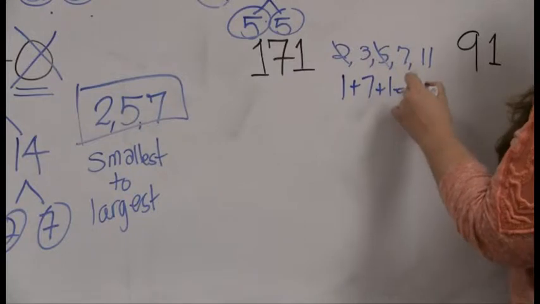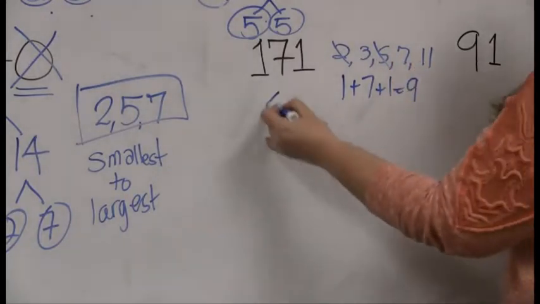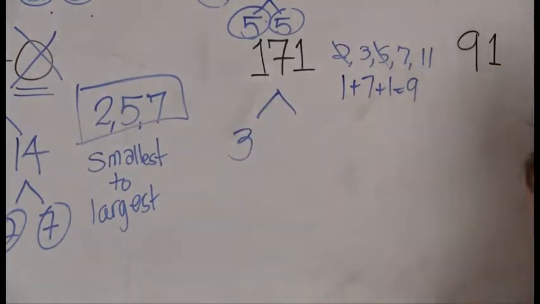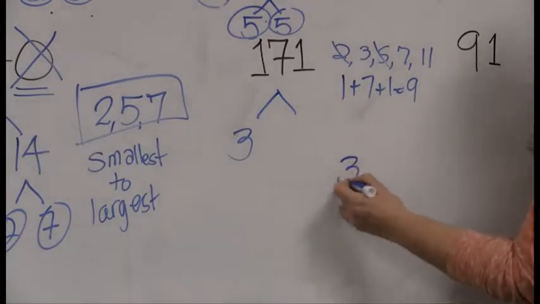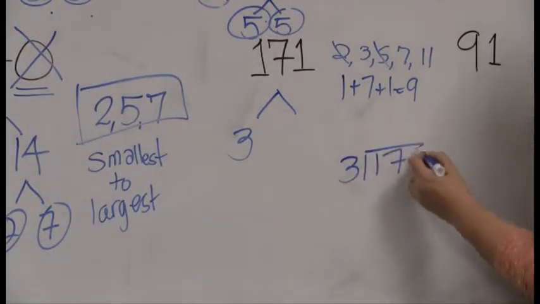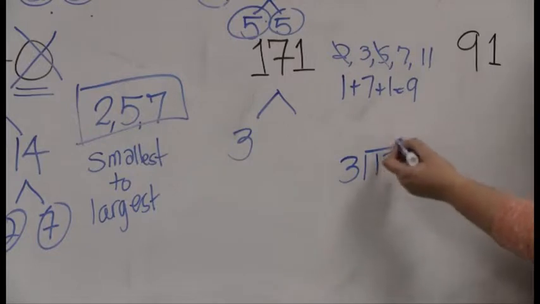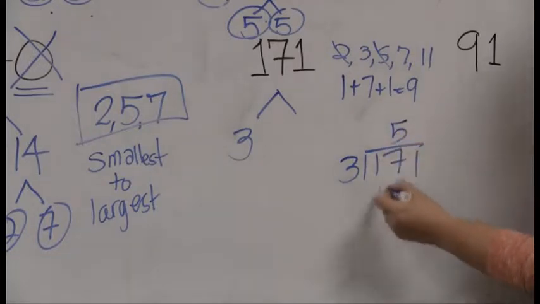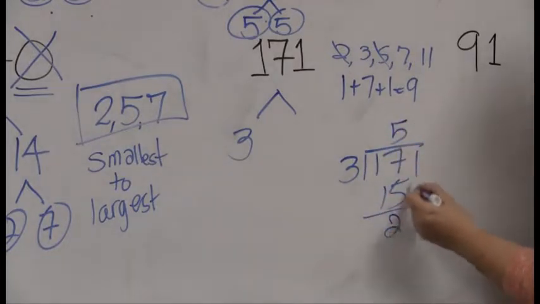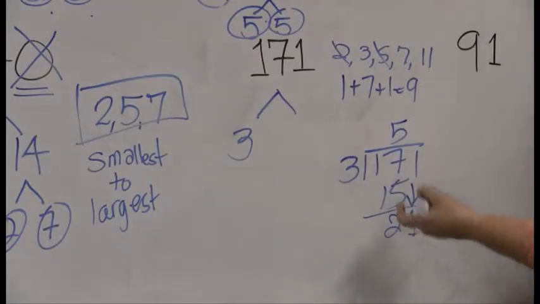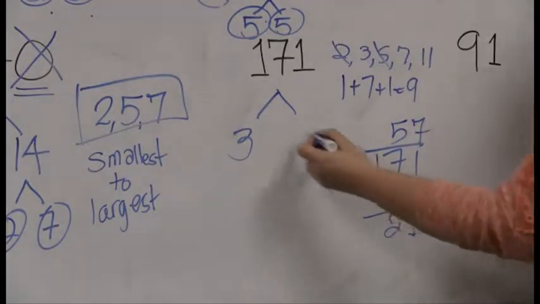Do a sum of digits, I get 9. Is there a 3 in there? Indeed there is. Look at that. And 3s are the most commonly hiding numbers. So don't miss them. Use your tricks. 3 goes into 17 5 times. Remainder 2, drop a digit. 3 goes into 21 7 times.